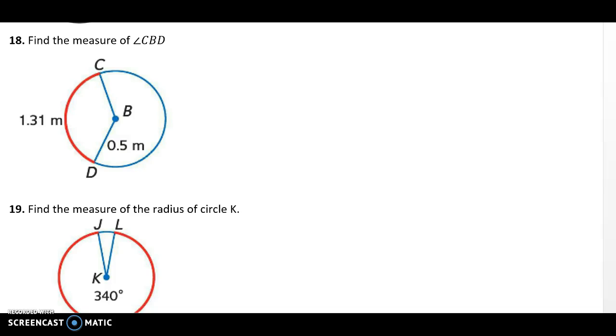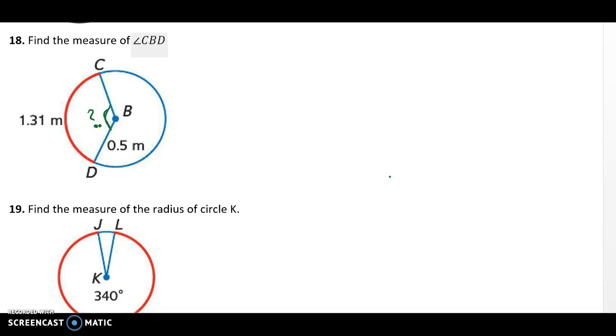Alright guys, here's part 4 of our CBA 4 review, okay? Starting on number 18, probably this should be our last video, so I should be able to rock out the rest. So it says find the measure of angle CBD, okay? So CBD, that means this angle right here. They want us to find the measure, okay?